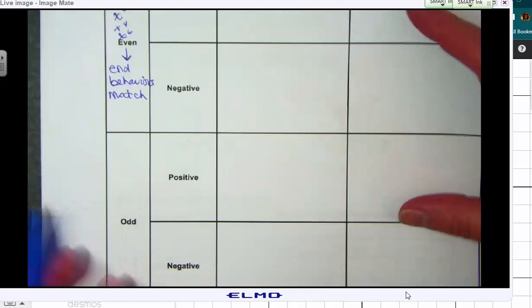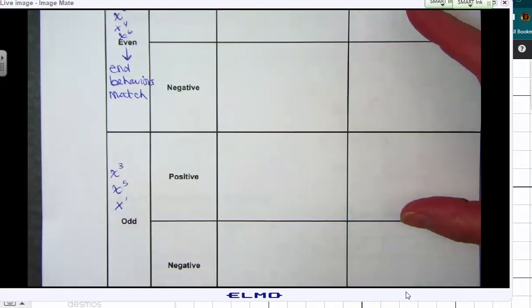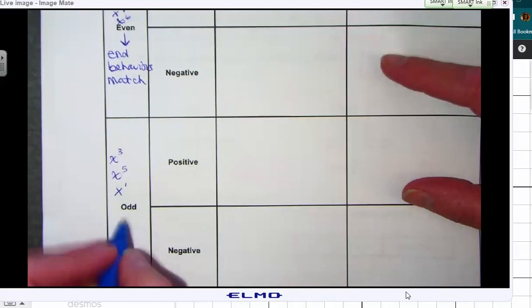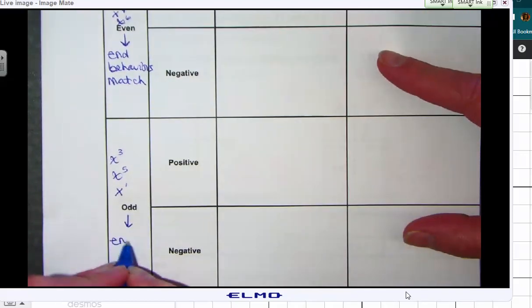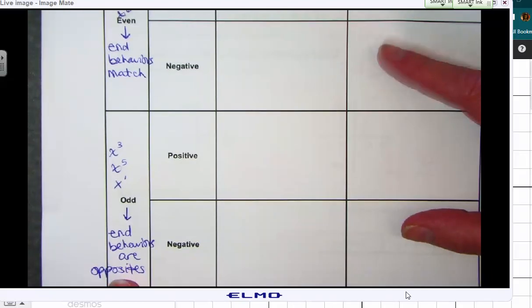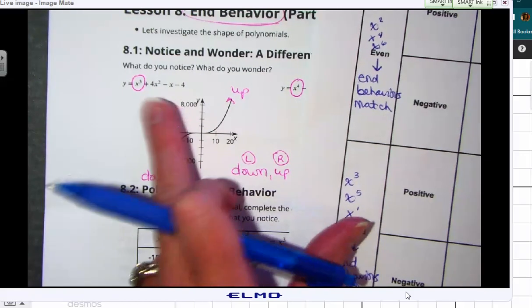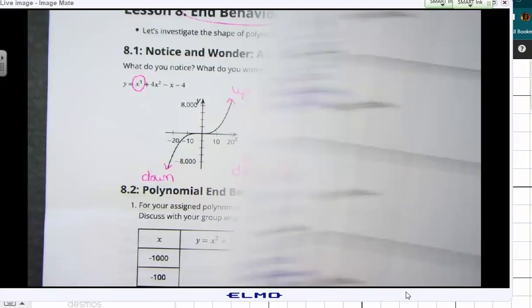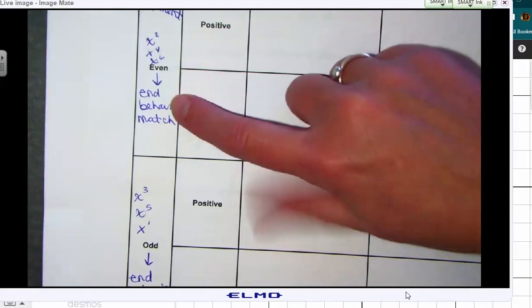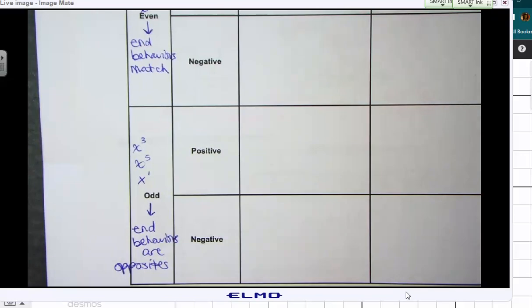An odd degree, things like x to the third, x to the fifth, even x to the first power, because 1 is an odd number, our end behaviors are going to be opposite. So if our end behaviors are opposites here, that means if one side is going down, the other side is going up. If the left side's going up, the right side is going down. So even, equal end behaviors; odd, opposite end behaviors.